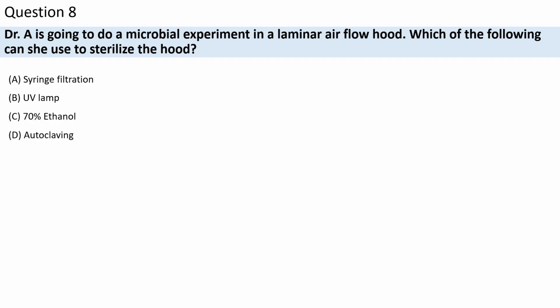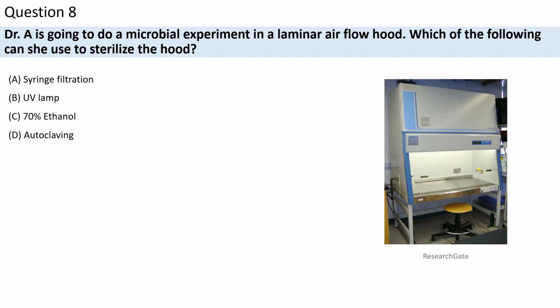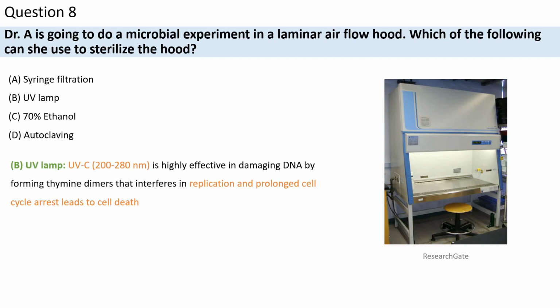Dr. A is going to do a microbial experiment in the laminar hood. Which of the following can she use to sterilize the hood? So we have seen that the answer is UV lamp as well as 70% ethanol, as UV lamp can damage the DNA of the cells, and 70% ethanol can kill the cells by dehydration and protein denaturation. These two are used as a combination.